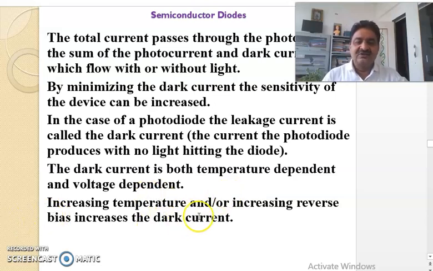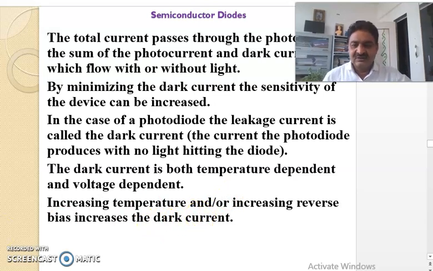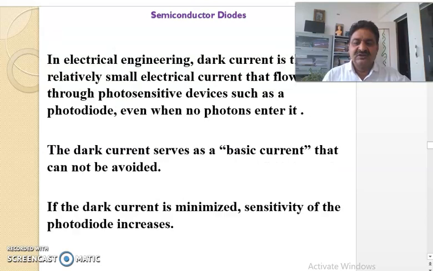After this, we shall discuss the remaining matter in the next lecture. If the dark current is minimized, sensitivity of the photodiode increases. This we have already seen. The dark current serves as a basic current that cannot be avoided. The remaining matter about photodiode we shall discuss in the next lecture.